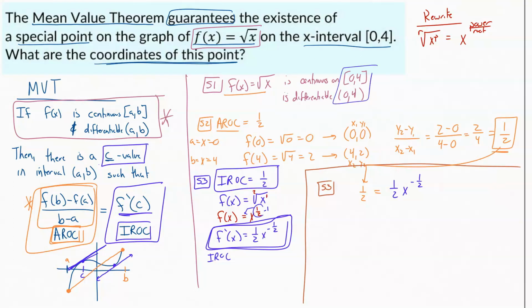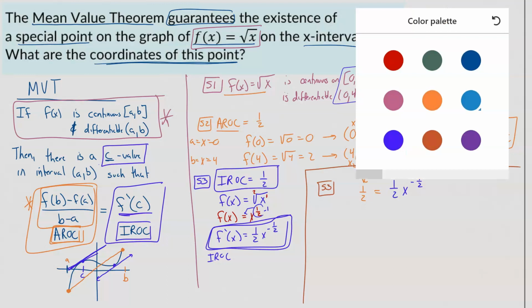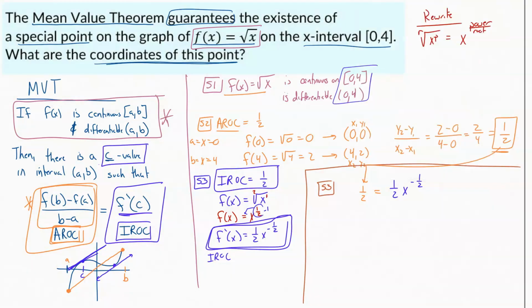So we do a little bit of algebra to solve for x here. We're going to start by isolating the x. To cancel out the 1/2, we're going to multiply both sides by 2. The 2's cancel. We get 1 equals, that all cancels. This is x to the negative 1/2. We need an x to the first.